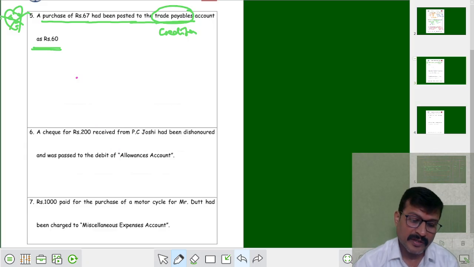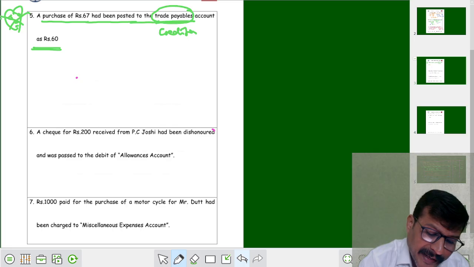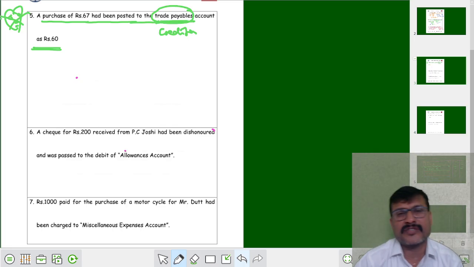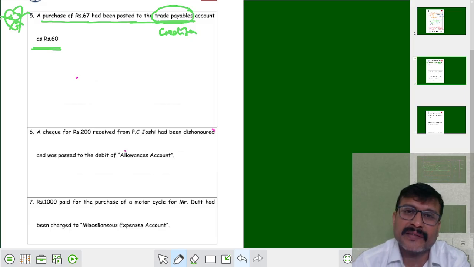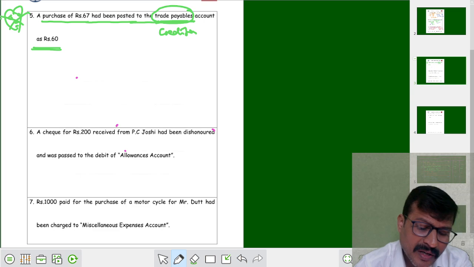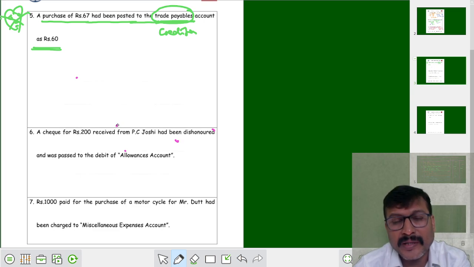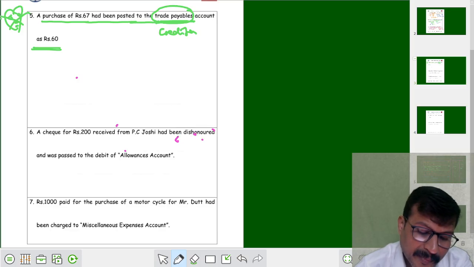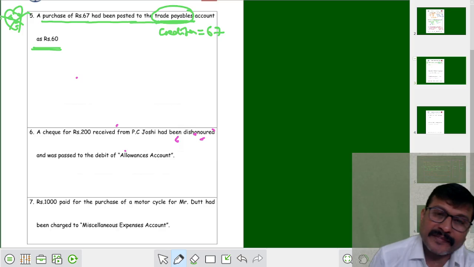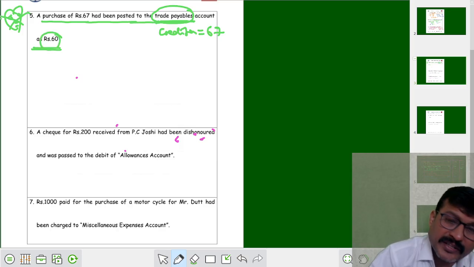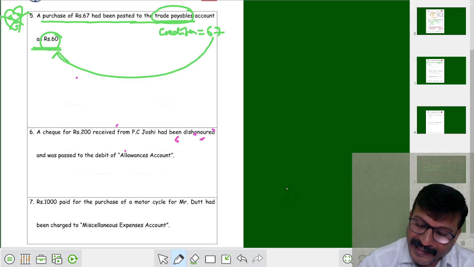Okay, have purchased. बाद में क्या किए? In trade payable account, you have recorded 60. Now my question is, where the mistake is committed? Is it in purchases account or else in trade payable account? The mistake is committed in trade payable. For trade payable, for creditor 67, you have recorded only 60. What does it mean? Now tell me with clarity.